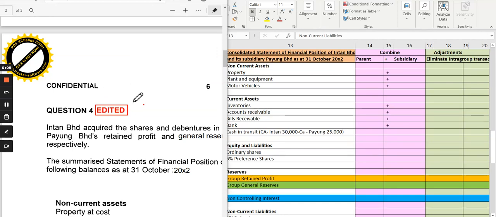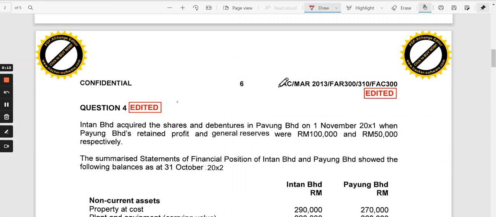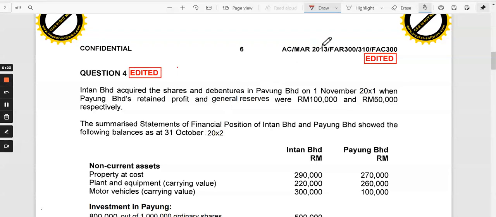Today we're going to discuss another past exam question. This is a past exam question that has been edited for the preparation of consolidated statement of financial position involving a parent and a subsidiary, a simple group structure. And this is March 2013, where I've edited a few pieces of information to suit the current accounting requirement.